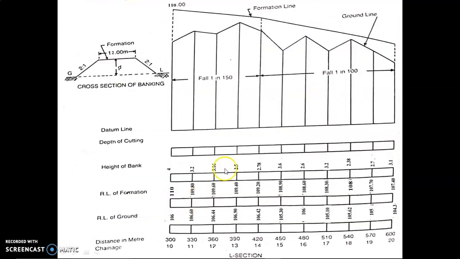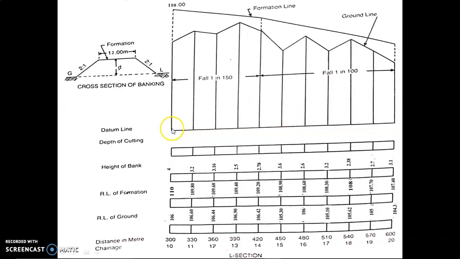So let's begin with the diagram. First we make the cross section diagram. We have a 12 meter formation. We have to find the depth. We have been given 2:1 side slopes. This is the L section, and L section means longitudinal section. This is our road. Now we start from here.